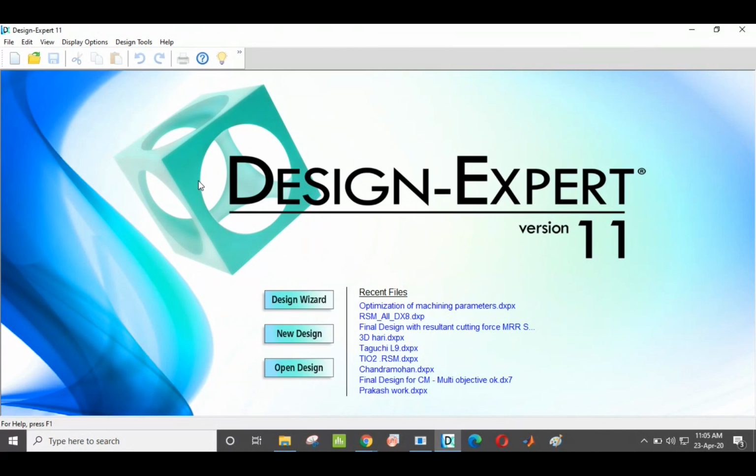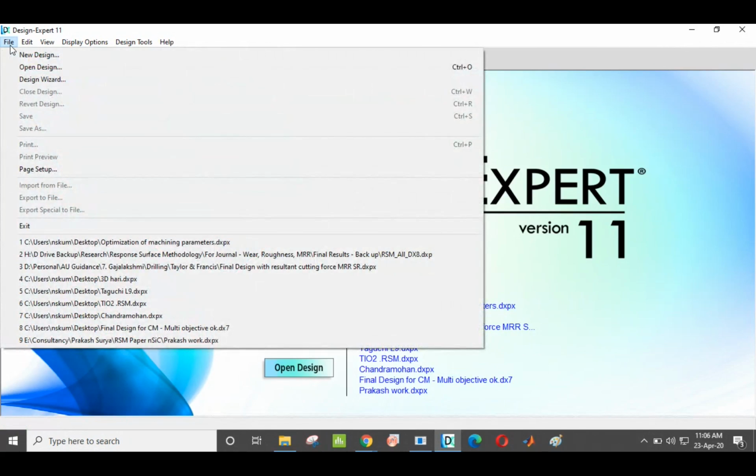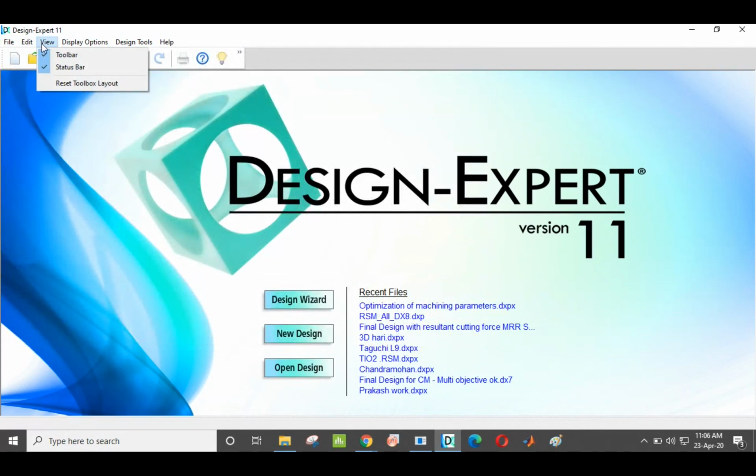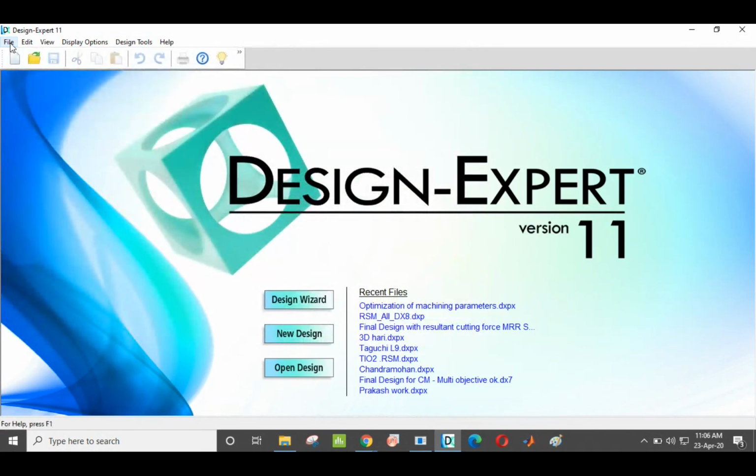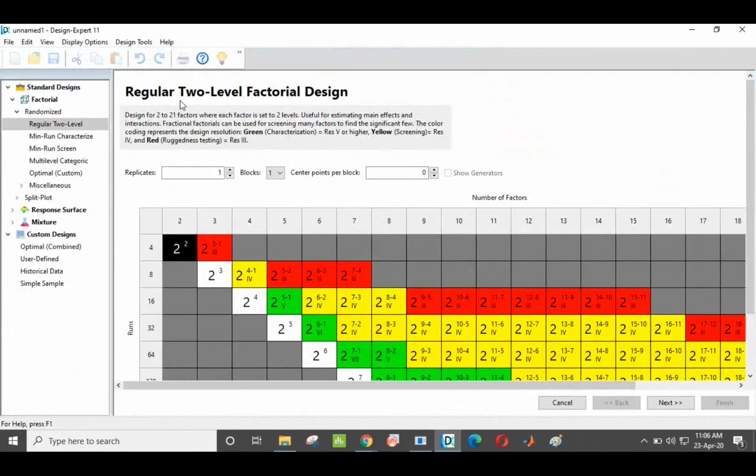This is the Design Expert 11 front window. So now File, Edit, View, Display Options, Design Tools, Help. But nothing will be highlighted now. First I will go with File, New Design. So this is my new design.